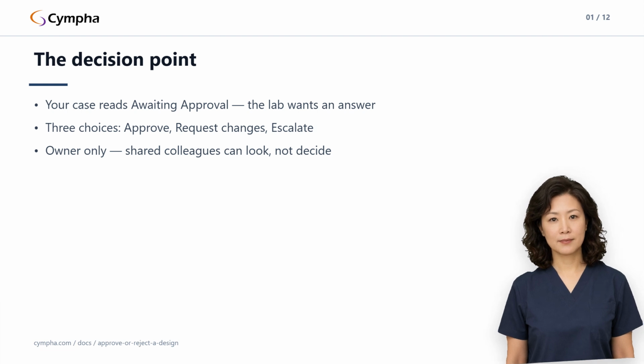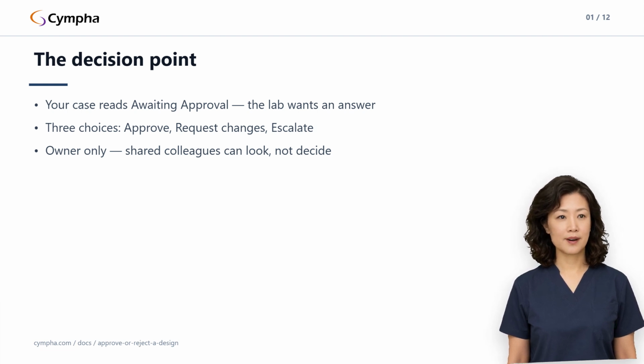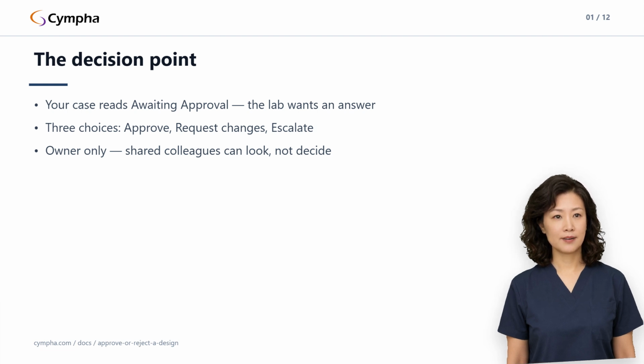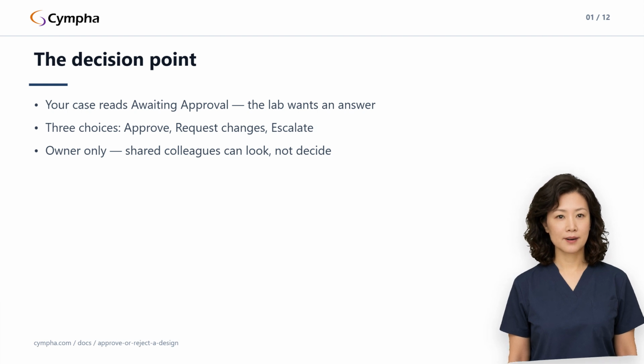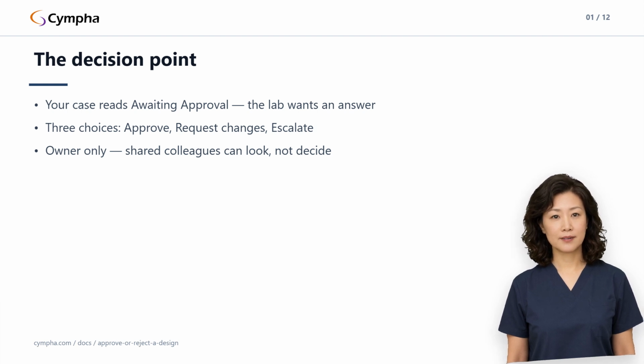2 ground rules before we start. First, the approval page is gated on the status. If the case is in any other status, opening the approval page just redirects you back to the case detail. Second, only the case owner, the person who submitted the case, can decide. Colleagues who receive the case through a share have read-only access. They can view everything, but the buttons aren't theirs to press.